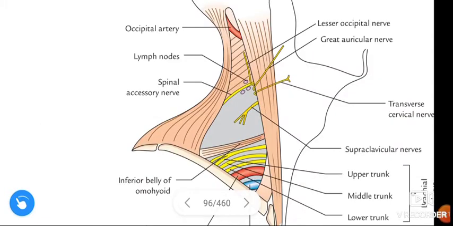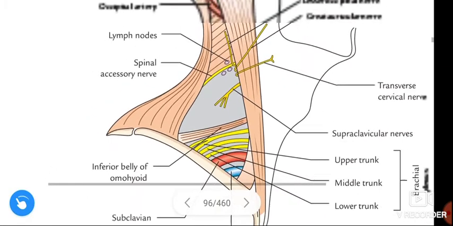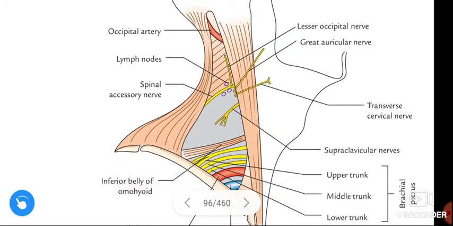See this figure. This is the posterior triangle. This is the inferior belly of omohyoid muscle, which crosses the posterior triangle upwards and forwards. This inferior belly of omohyoid divides the posterior triangle into two triangles.